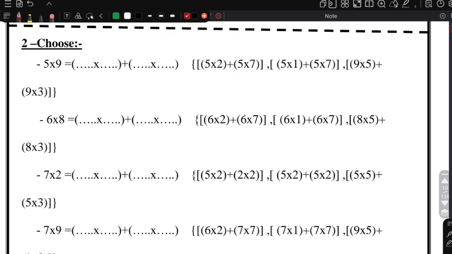The second question, choose: 5 times 9 equals what? I have to choose which one is right. Okay. Here in the first question, he makes 5 the same. Okay, and the sum of two numbers, 2 and 7, is also right. Okay, so the sum will be 9. So this is right. 5 will be the same, and the sum of two numbers 2 and 7 will be 9. So this is right. Let's see the second choice.